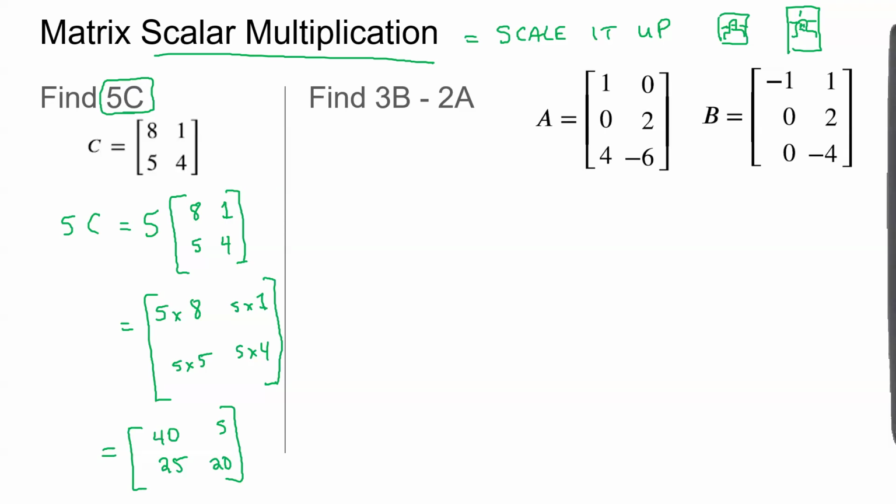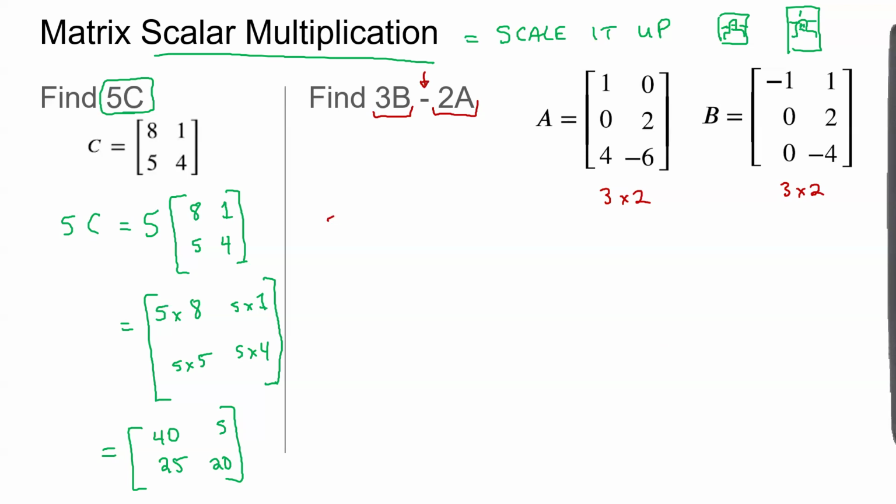In this second example, they want us to find 3B and then subtract 2A from that. So this one's got scalar multiplication. We're scaling B up by a factor of 3, scaling A up by a factor of 2, and then we're subtracting those. And you go, wait a minute, if it's addition or subtraction, I got to make sure that the dimensions match, because otherwise I can't add or subtract them. Let's see, I got 3 rows and 2 columns, and this one's 3 rows by, okay, the dimensions match, so I can certainly add or subtract those like they're asking me to do right there.